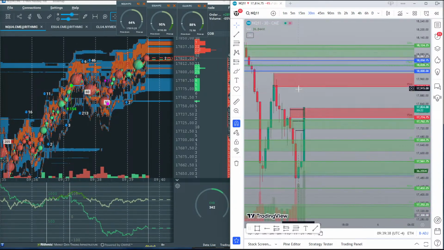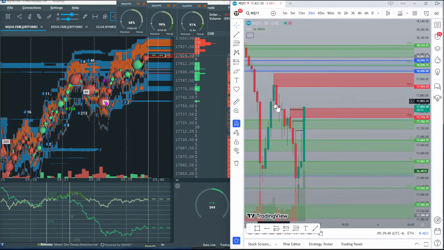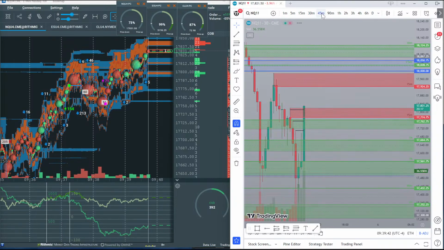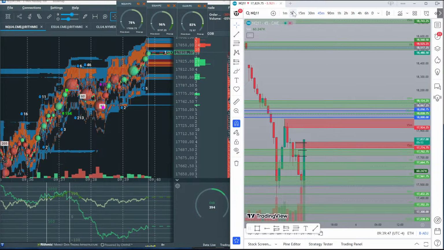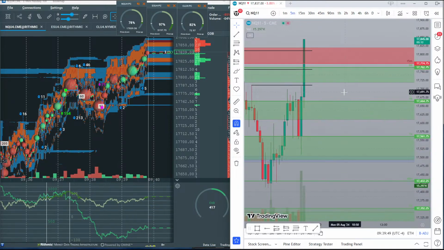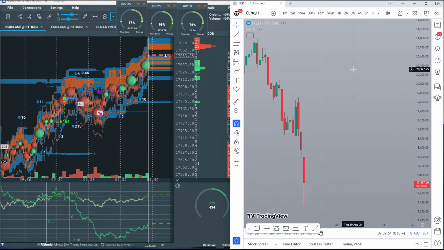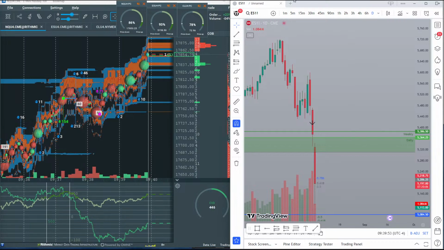Okay, so it looks like we're trying to reject out of that supply zone. We have a little bit of a 30 right there, nothing I'm too interested in. Again, we're breaking the supply. Glad I didn't chase it into any shorts. It's exactly why we do what we do. We stay patient. There will be no harm in staying patient.